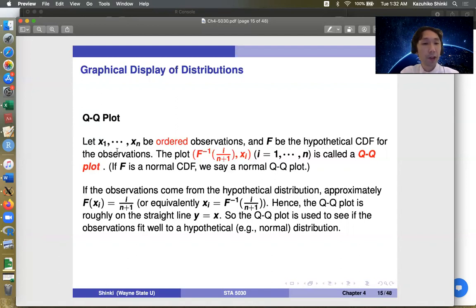Okay, so the definition. Let x1 to xn be ordered observations, from smallest to largest, and let F be the hypothetical CDF. Usually we use the normal CDF to check normality of observations. Then we plot the points F inverse of i over n plus 1 against xi. This is called the QQ plot. If we have n observations, we have n points defined by this, for i equal to 1 to n. If F is normal, we call this a normal QQ plot.